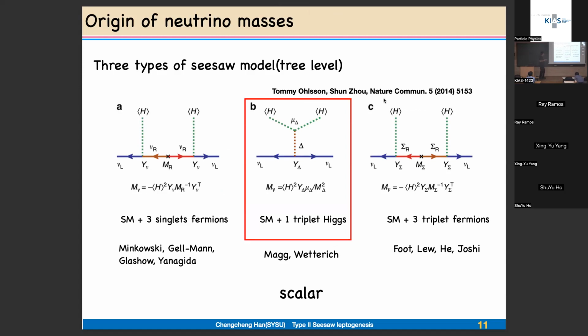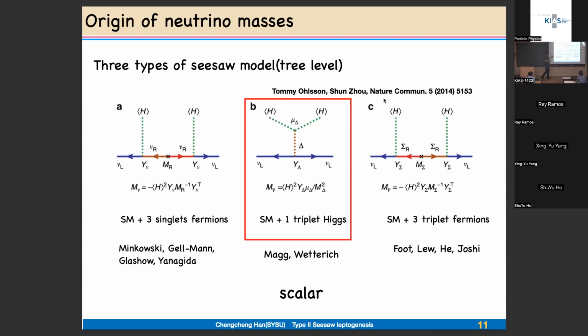The most popular one is that if we add three right-handed neutrinos, then we can naturally have the neutrino mass. And if you know the Weinberg operator, this is how it is generated.